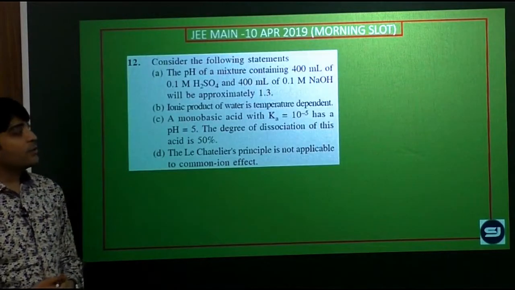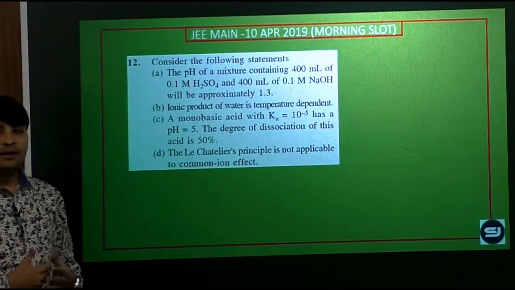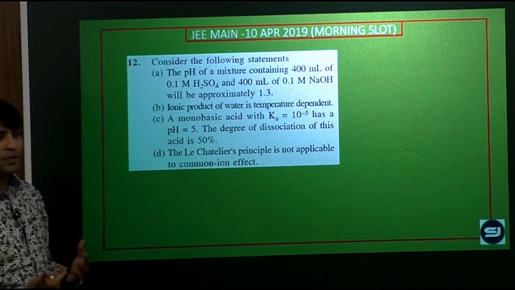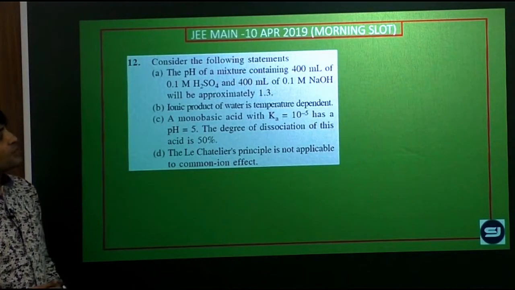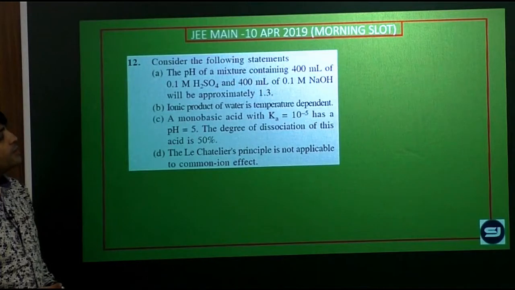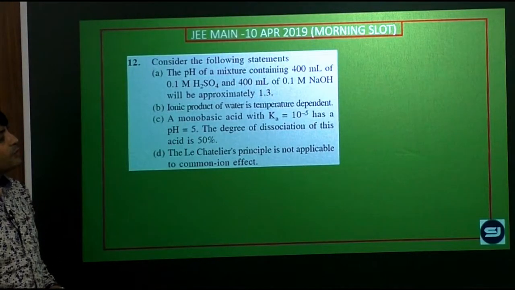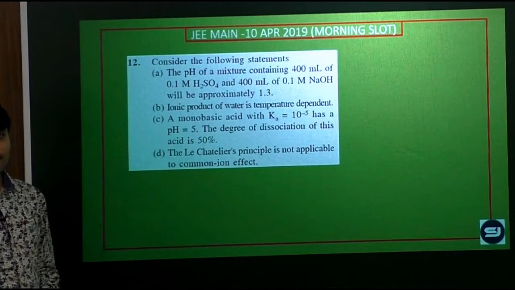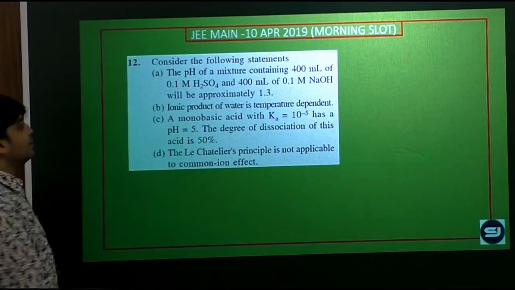Our 12th question is from ionic equilibrium. Statements are given and we have to identify which of the statements are correct. The options were given in combinations. So let's look at the question. First one, the pH of a mixture containing 400 ml of 0.1 molar H2SO4 and 400 ml of 0.1 molar NaOH will be approximately 1.3. So we have to check the pH for a mixture containing the acid and the base.